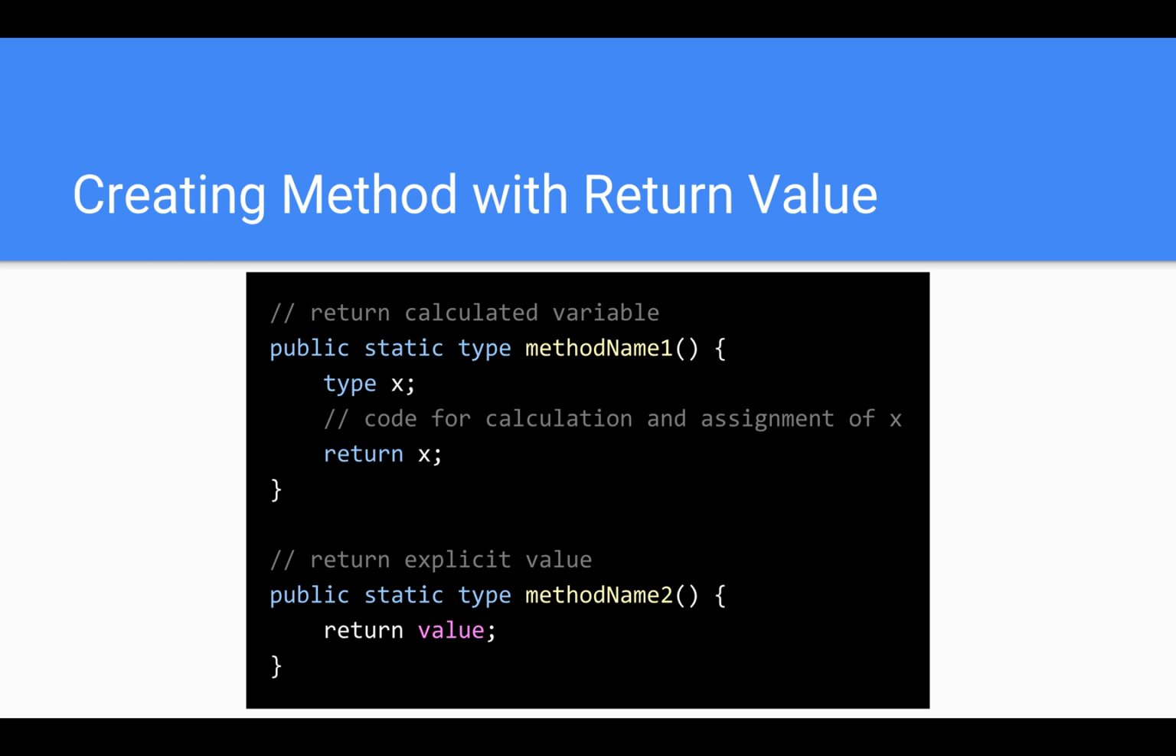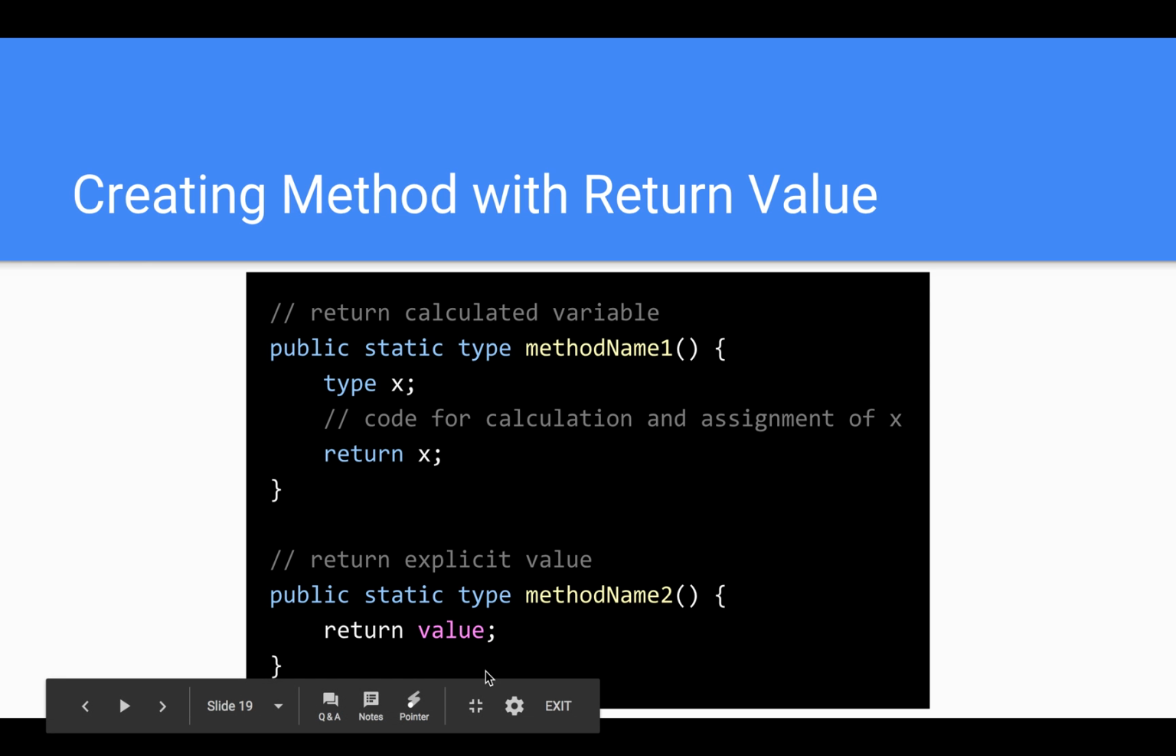Creating a method with a return value. So to do that, it's public, static, and then type here instead of void. So whatever type you're going to be returning, int, boolean, double, any of that, and then method name. So you can either do it by doing type x and then some code and calculation that sets it, and then returning x, or you can just return a value that has the same type as what you're returning.